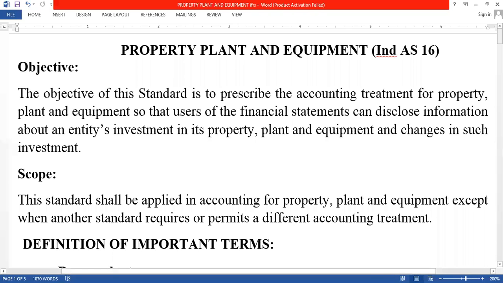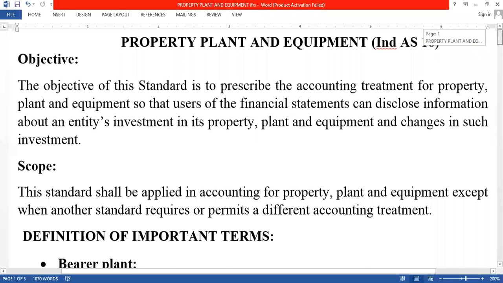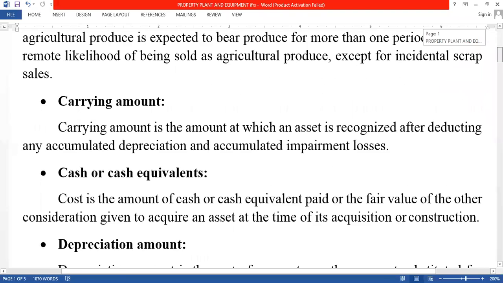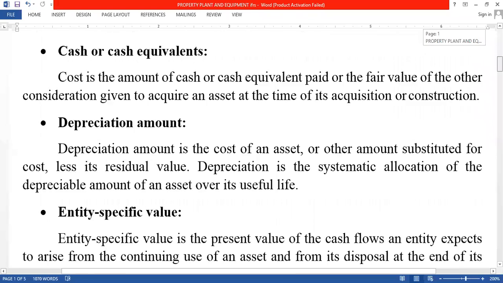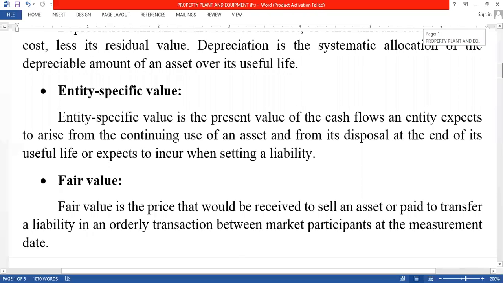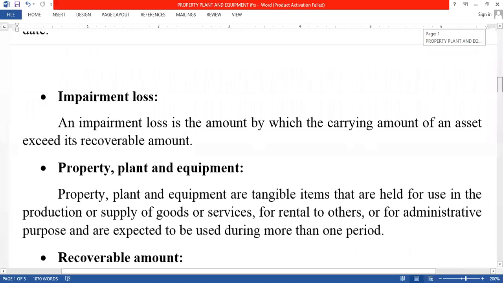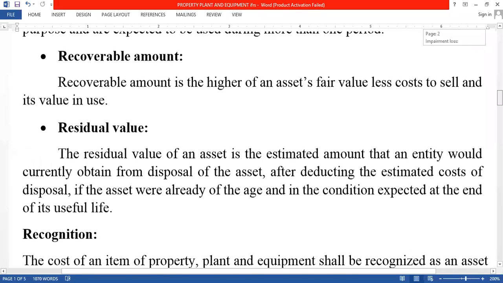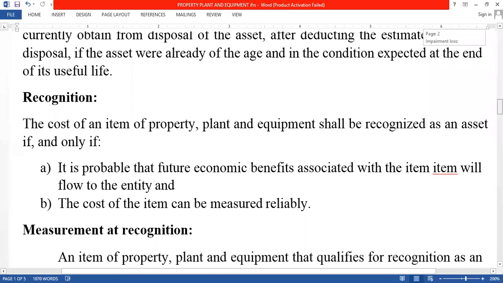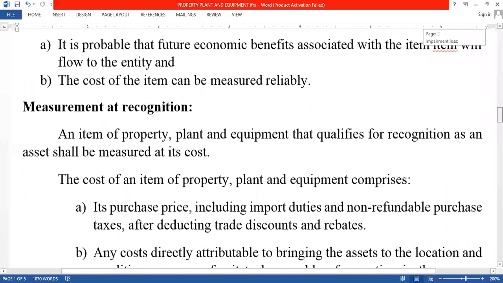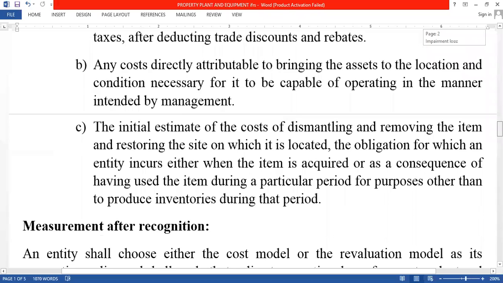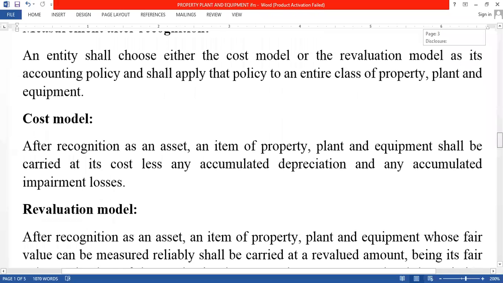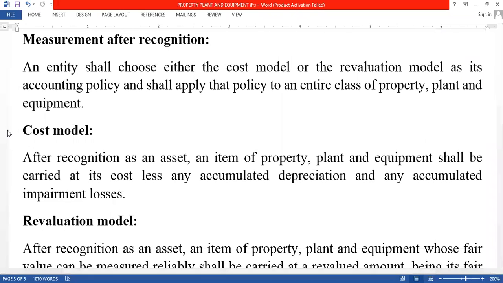In this, we have already completed the objective, scope, and definitions of important terms: bearer plant, carrying amount, cash or cash equivalents, depreciable amount, entity specific value, fair value, impairment loss, property, plant and equipment, recoverable amount, residual value, and after that the recognition and measurement at recognition, and after recognition. Now we are moving on to the next concept.